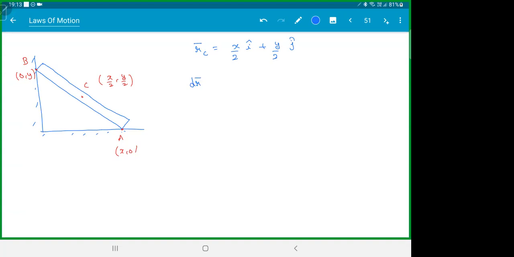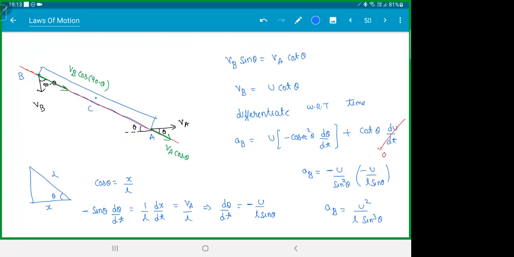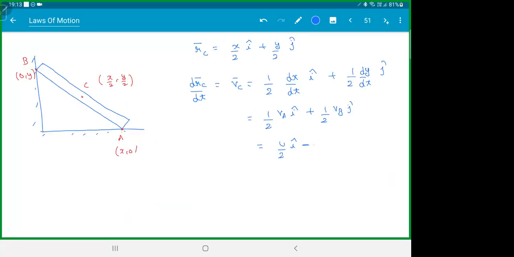Differentiate. drC by dt would be velocity of C. That would be half dx by dt i cap, half dy by dt j cap. You get it from coordinates. And what is dx by dt? Velocity of A. What is dy by dt? Velocity of B. A's velocity is u by 2 i cap. And B's velocity is u cot theta down, so minus u cot theta by 2 j cap.